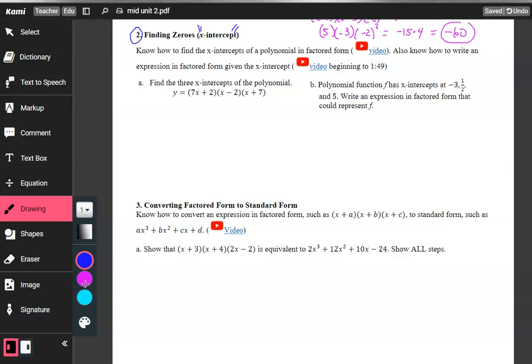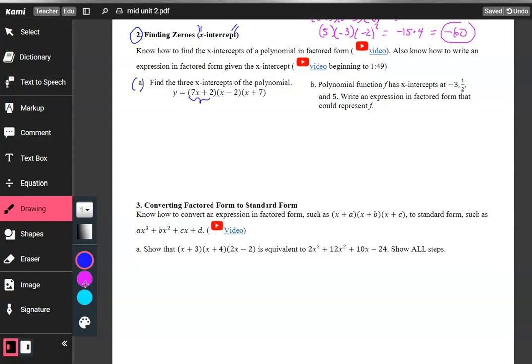And also know how to write an expression in factor form given the x-intercepts. So this is like working backwards. Here's a video that supports that. Part A, find three x-intercepts. Find the three x-intercepts of the polynomial.